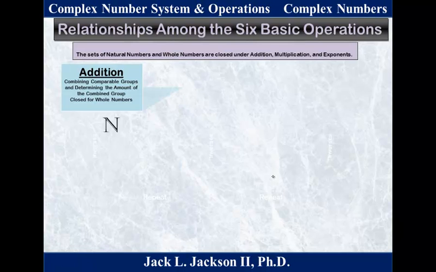So let's talk about the relationship among the 6 basic operations. If we start with the set of natural numbers, which are just the counting numbers, then our most basic operation is addition. We can think of addition as combining comparable groups and determining the amount of the combined group. It is closed for the whole numbers and closed for the natural numbers.